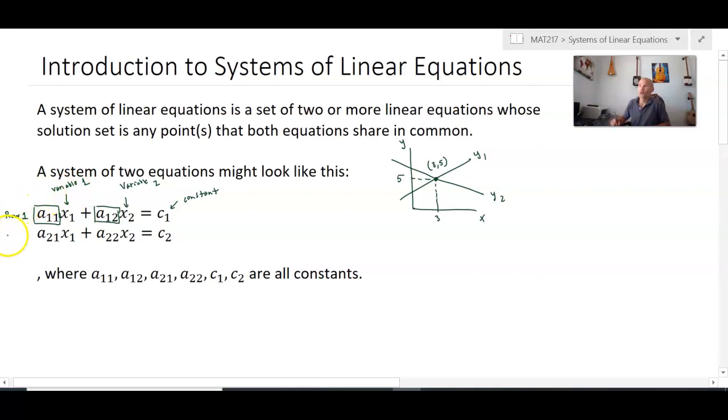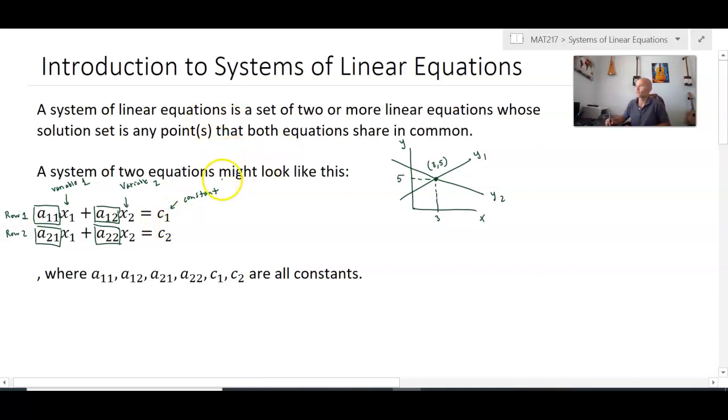And then once we get to row 2 or equation 2, okay, now we're in the second equation, first coefficient of the first variable. Second equation still, and the second 2 denotes that it's the coefficient of the second variable, and then c2 just denotes the constant for that second equation.